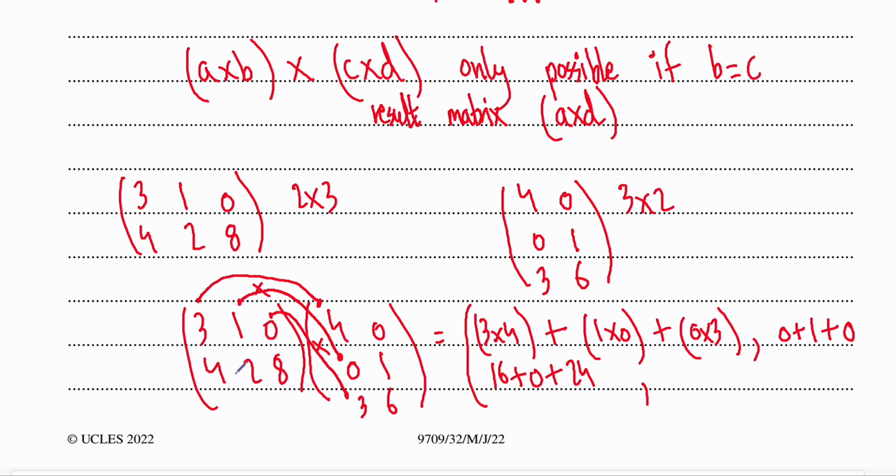And then the last entry is going to be the second row times the second column. So I would have 4 times 0 is 0, plus 2 times 1 is 2, plus 8 times 6 is 48. So plus 48.